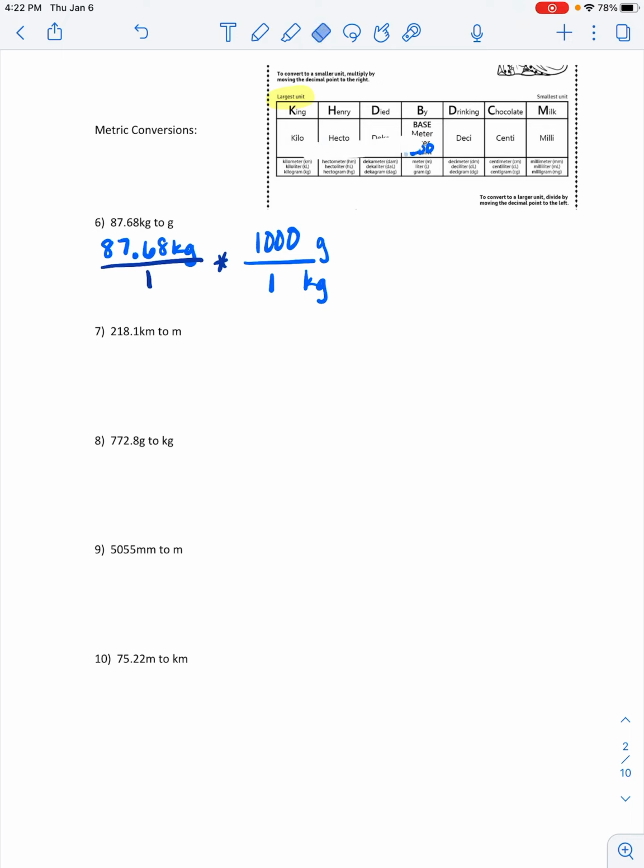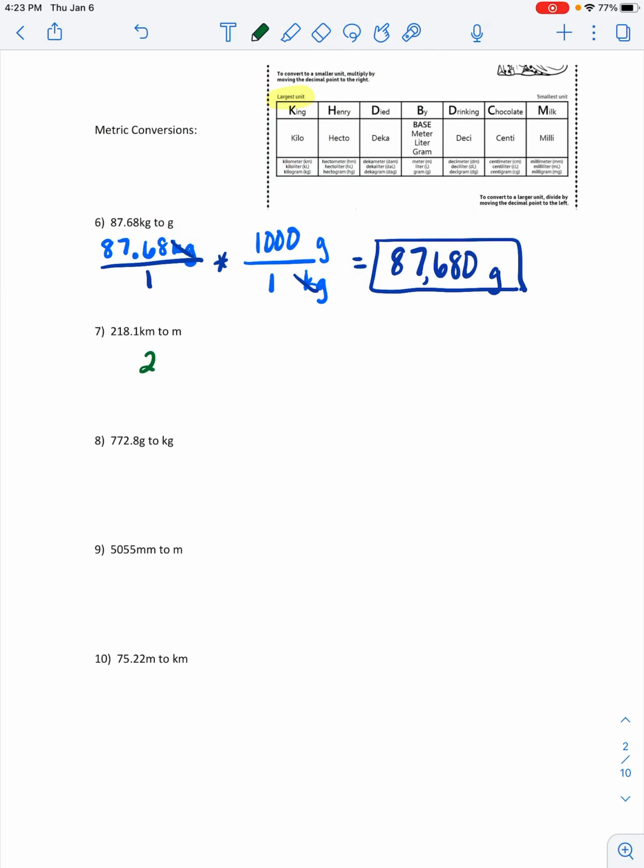So now I am simply going to cancel out my units of kilograms, and I'm left with an answer in grams. So 87.68 times 1,000 gives me 87,680, and that is our final answer in grams. So 87,680 grams. All right, now let's look at the second question.